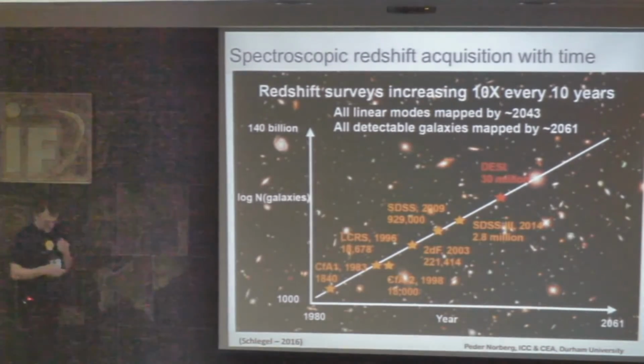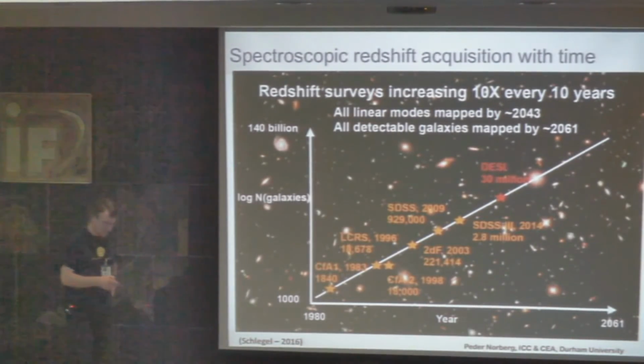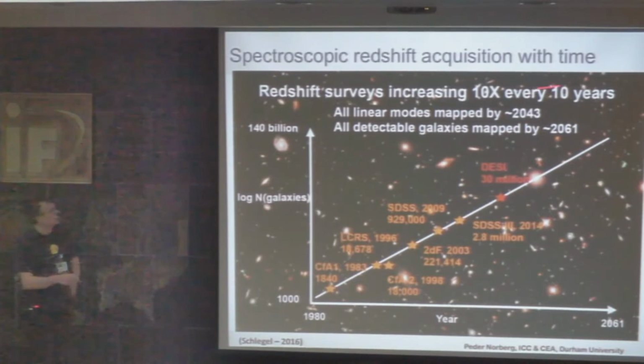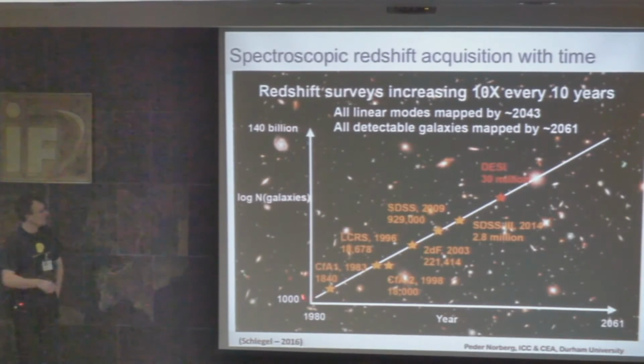And the future is very bright if you look at this graph by David Schlegel, which shows the spectroscopic redshift acquisition with time. Redshift surveys are increasing tenfold every 10 years. This is the log number of galaxies versus year. You start off with the famous CfA survey, in Stickman, with about 2,000 redshifts in the early 1980s, and it goes up through the 2dF, SDSS era and the DESI era of 30 million by this.